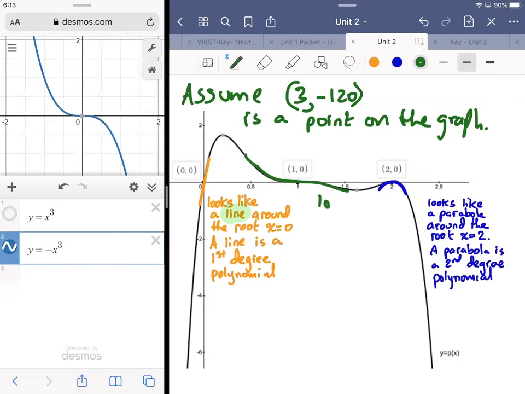So it looks like a cubic around the root x equals 1. A cubic is a third degree polynomial.